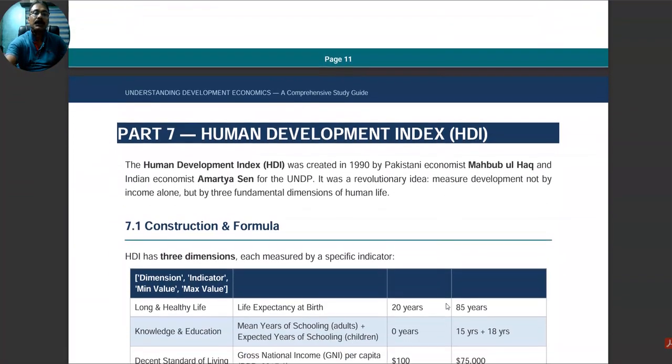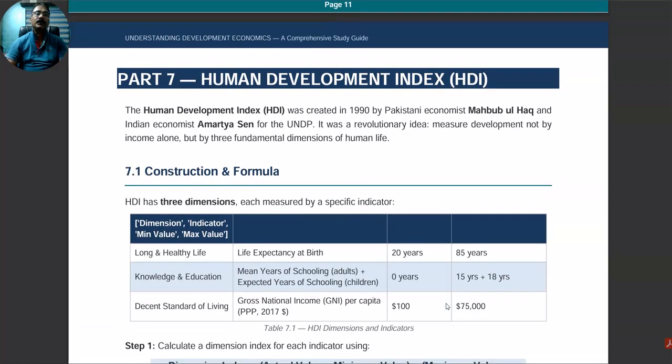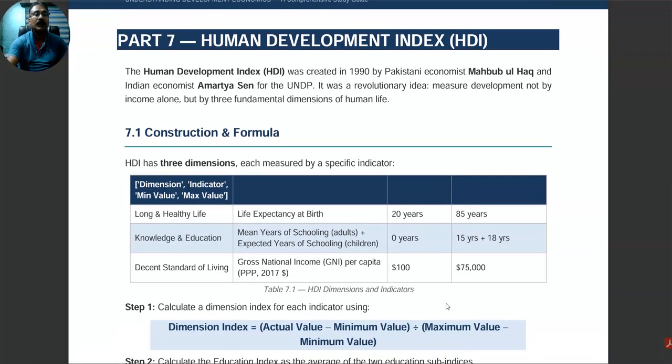Now, the most important part of development economics is the quantitative measurement of development. This is the Human Development Index. It was created by Amartya Sen and Mahbub ul Haq for the UNDP. It was a revolutionary idea which measures development not by income alone but by three fundamental dimensions, which are very important for human life. The three dimensions are health, education, and income.